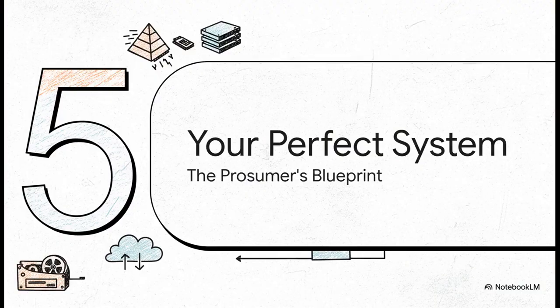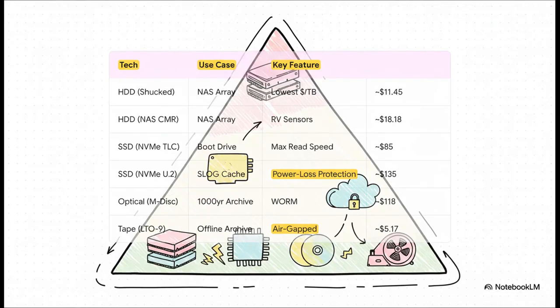Okay, we have explored every single level of the pyramid, from the fastest flash to the longest-lasting archive. Now it's time for the final section. Let's bring it all together. How do we actually use this knowledge to build a system that is balanced, affordable, and safe? This is the blueprint. And here it is, the whole pyramid in one table. This really gives us some clear answers.